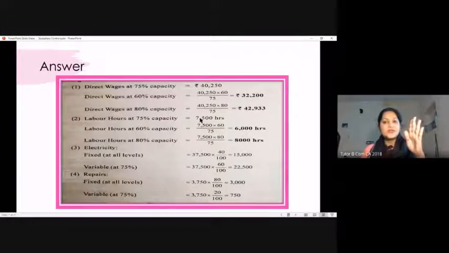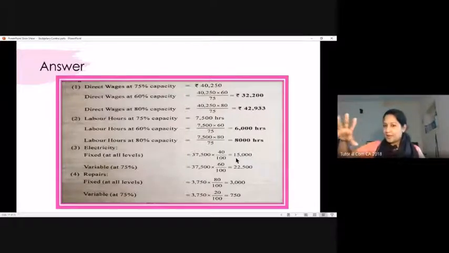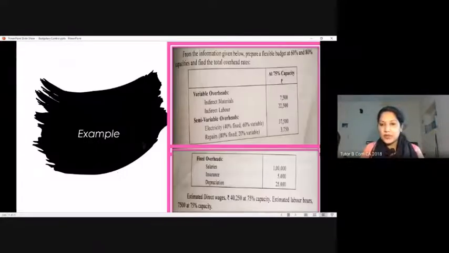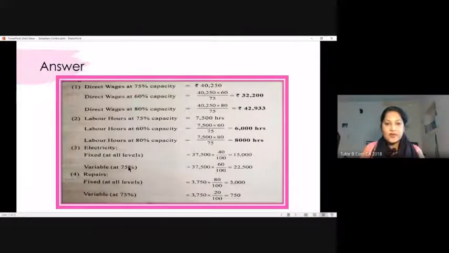If it is 1,000 for 75% capacity, what is it for 60% and what is it for 80%? The same way as we did. So here, when we are talking about fixed, 15,000 is fixed, which will be the same for all the years, for all the capacity levels, and the variable component, as they have given in the question, they have said 60%. So we have to go with 60% at 75% capacity level. We get 22,500. From this 22,500, we have to find out for 60% and 80% production capacity.